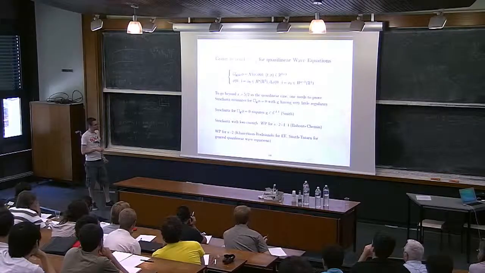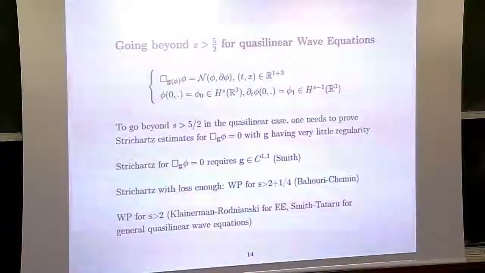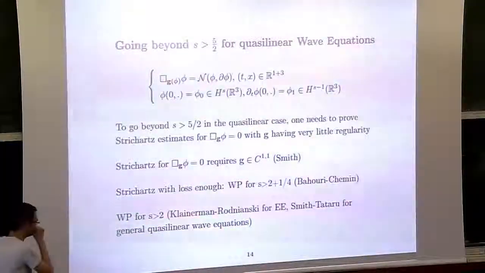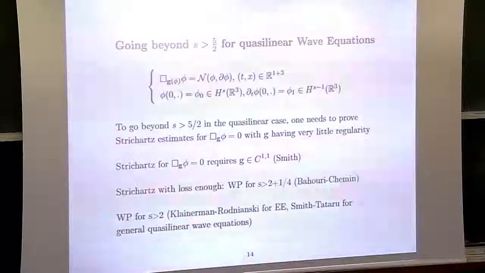which is s strictly larger than 2 for the Strichartz method, was reached by Klainerman and Rodnianski for the Einstein equation and Szeftel for general quasi-linear wave equations. Okay, so let me not get into that because it's not the part I'm going to use, but I just wanted to mention this. And again, let me mention that this is the optimal exponent you can reach with the Strichartz method. So using Strichartz estimates, these results are optimal.